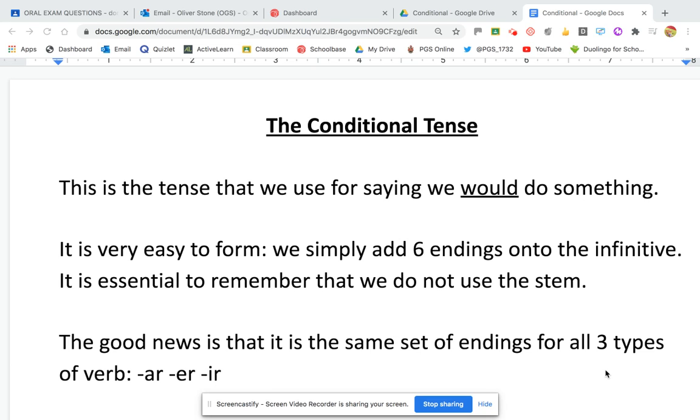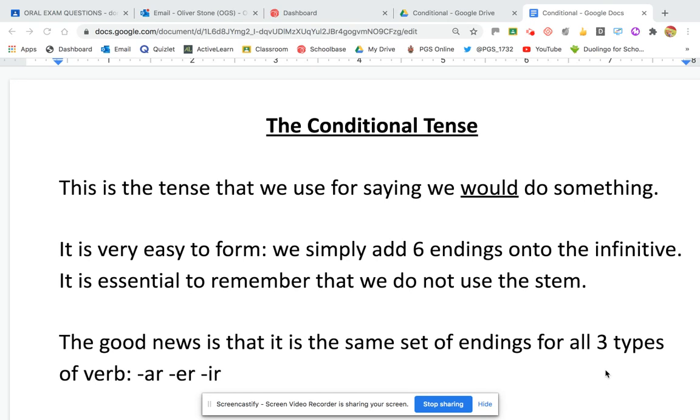Okay, so we're going to have a look at the conditional tense today. Now, this is the tense that we use for saying we would do something. Okay, so that's the key word, would. It's very easy to form.